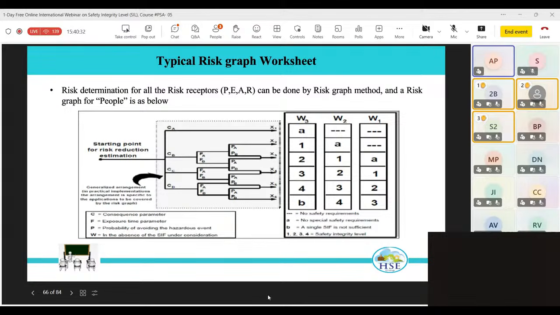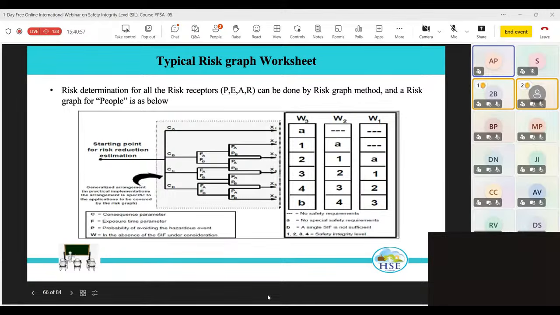This is given by IEC itself. This particular risk graph is given by IEC itself. And now the information we derived from the observation, that we are going to use here. I'll explain to you how it is to be done.